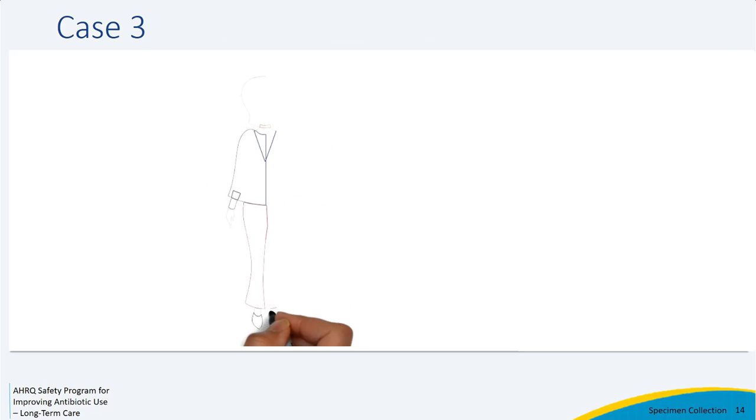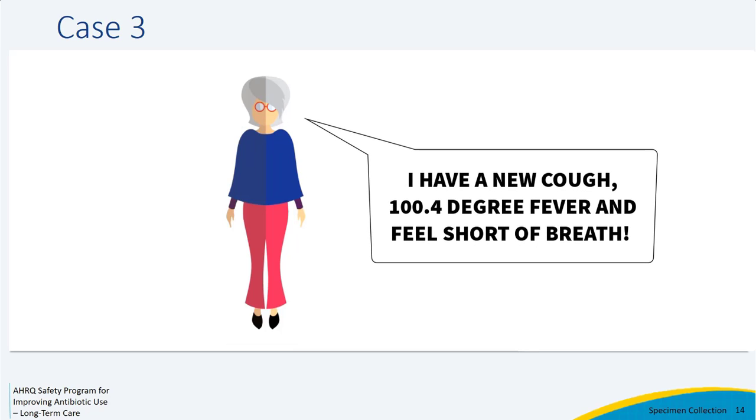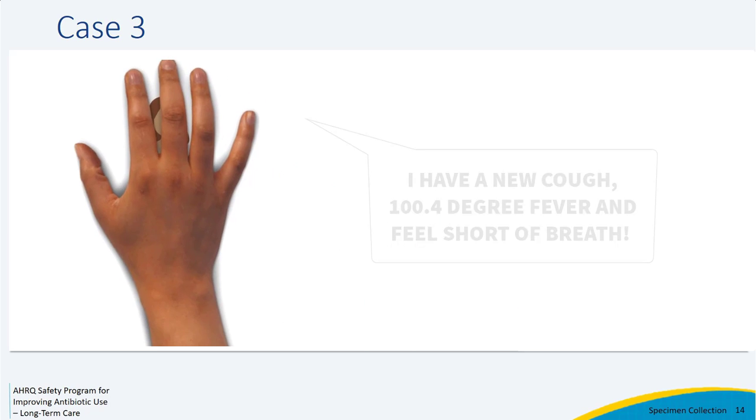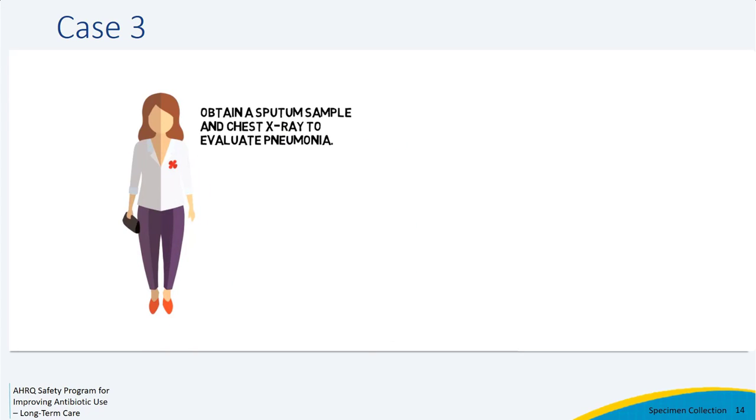Let's move on to discuss sample collection of respiratory cultures. One of the residents in your facility develops a new cough and a temperature elevation of 100.4 degrees Fahrenheit. She appears ill and reports being short of breath. Orders are placed to obtain a sputum sample and chest x-ray to evaluate for pneumonia.